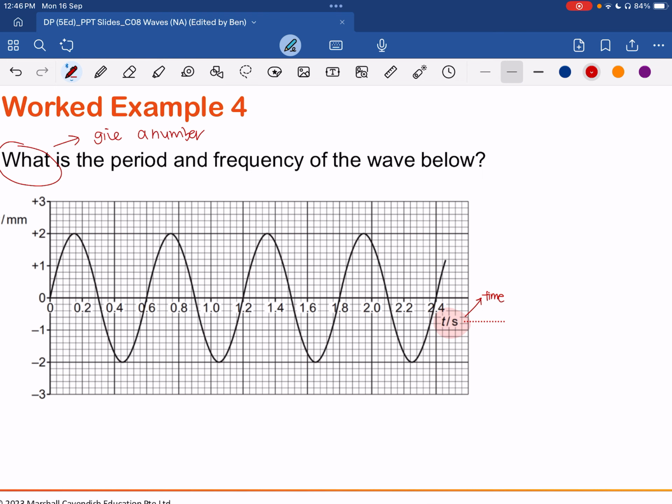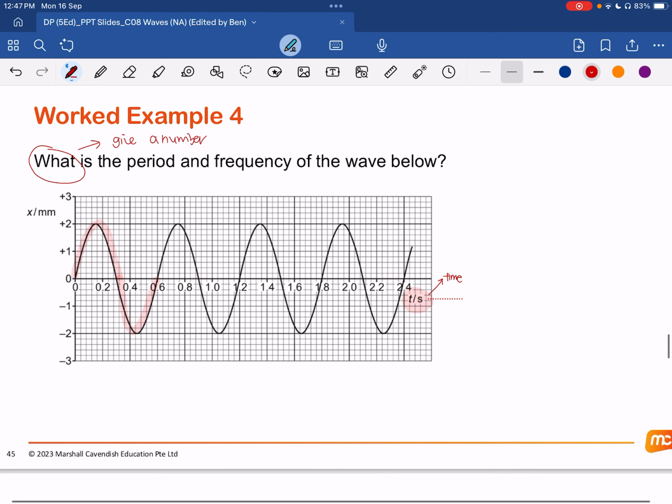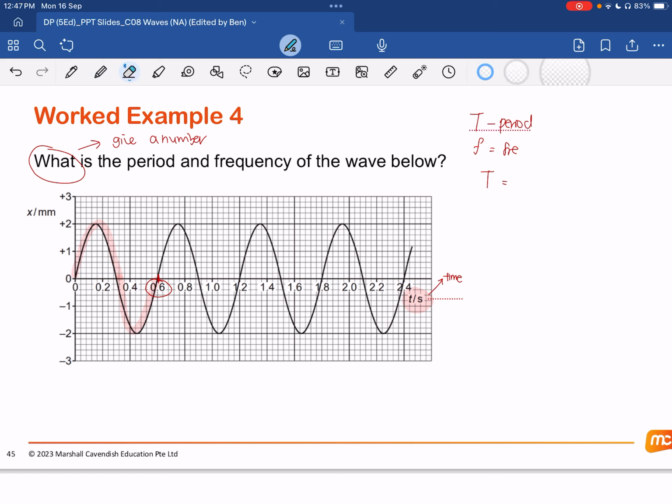Period is the amount of time taken for one complete oscillation. So in this case, I'll mark out what is one complete oscillation based on this pattern. Since I can see that this mark is 0.6, the period, if you recall, capital T stands for period, small letter f stands for frequency. So period in this case is 0.6 second.